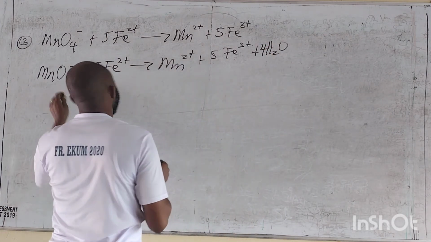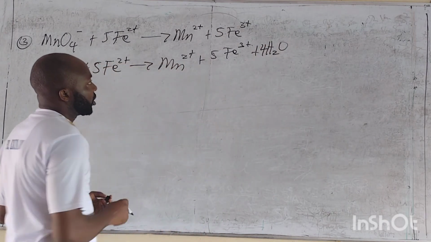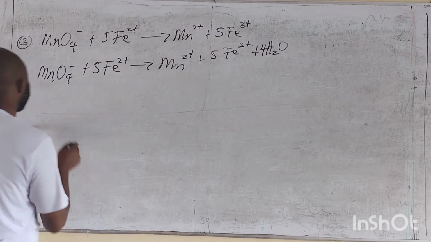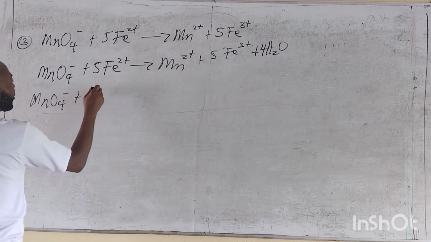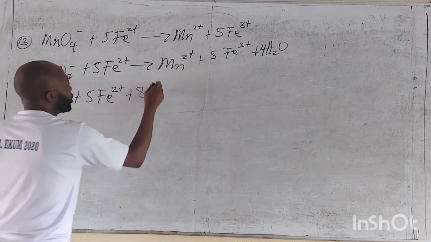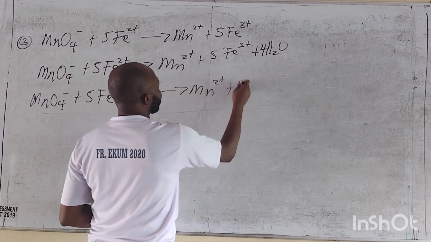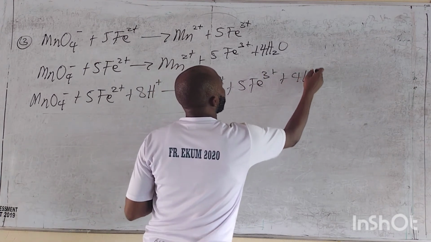We have oxygen here now, 4. In the course of doing that, we have 8 hydrogen there, so put 8 this side. So I have my MnO4 minus plus 5 Fe2+ plus 8 H+ gives us manganese 2+ plus 5 Fe3+ plus 4 H2O.